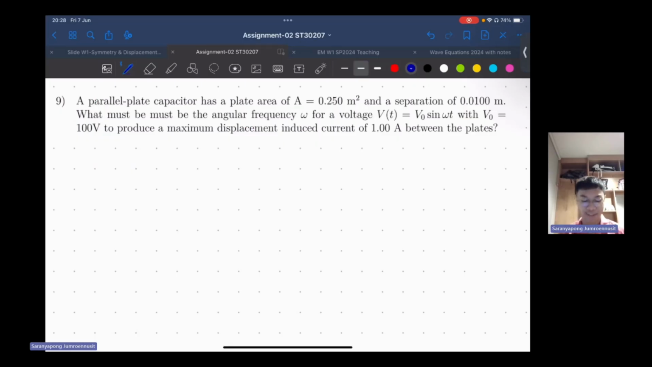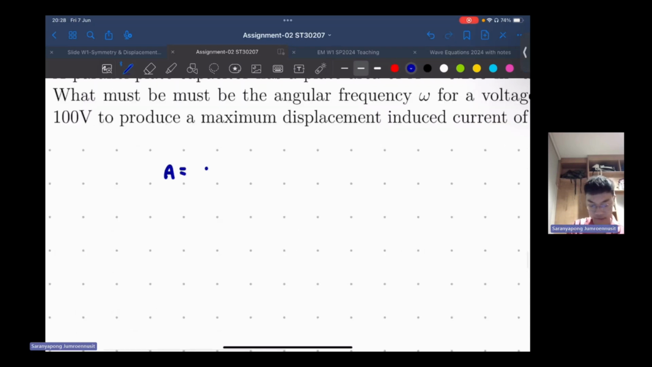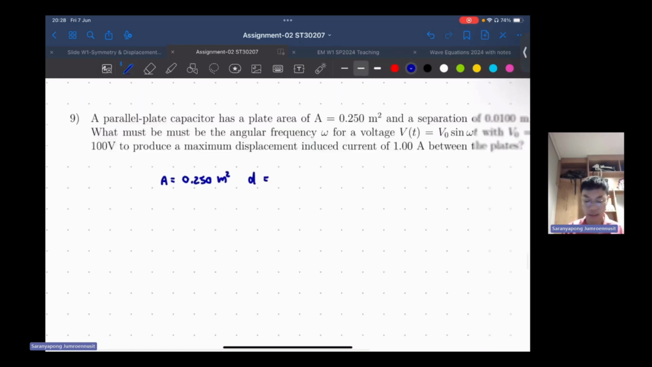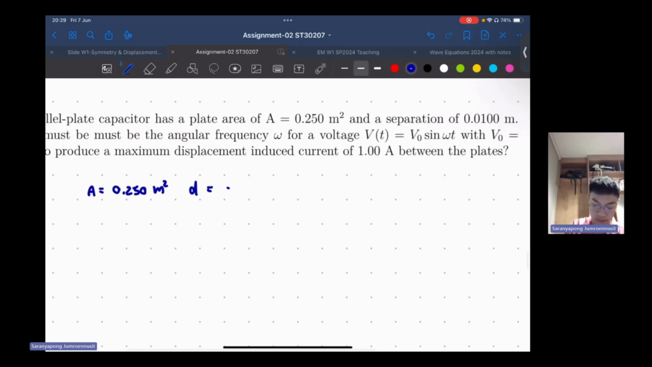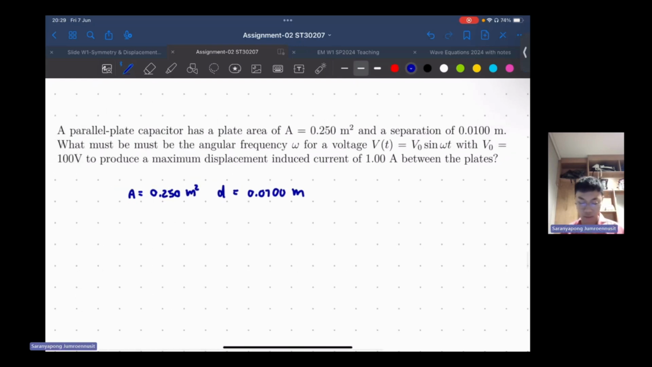Hello, this is question number 9. It is about a parallel plate capacitor which has an area of 0.25 square meter. I'll write it here. And the separation of 0.01 meter. It prompts us to find the angular frequency, or omega, that gives us the maximum displacement current of 1 ampere.